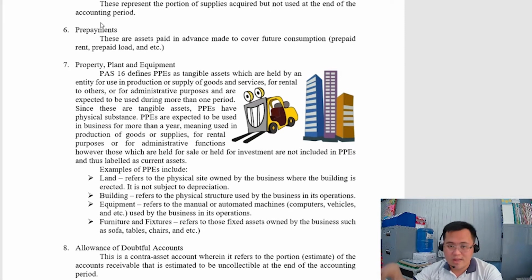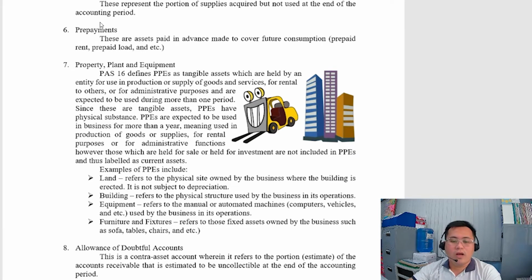Now, if you are solely using this for your business as your office, as your store, these are labeled as property, plant, and equipment. However, if your business is engaging in real estate, such as selling lands or selling buildings, then these are considered as your inventories. Okay? So be careful with your classification. Be careful with the definition, because not at all times is a land a property, plant, and equipment. It may sometimes be an inventory. Same goes with your building.